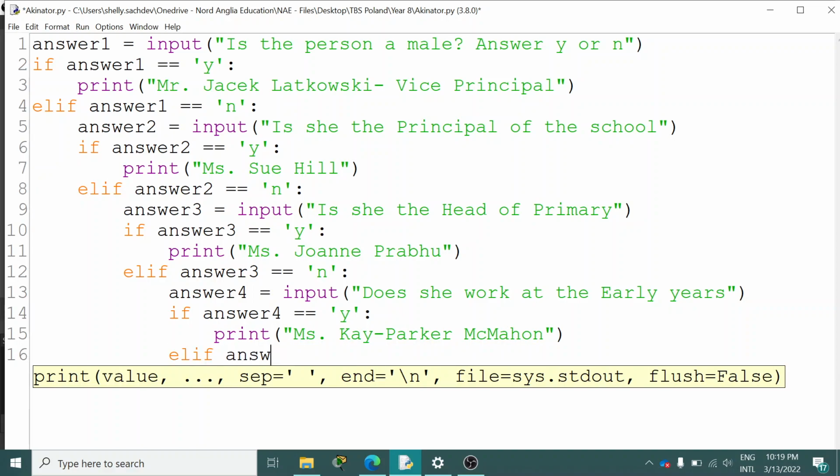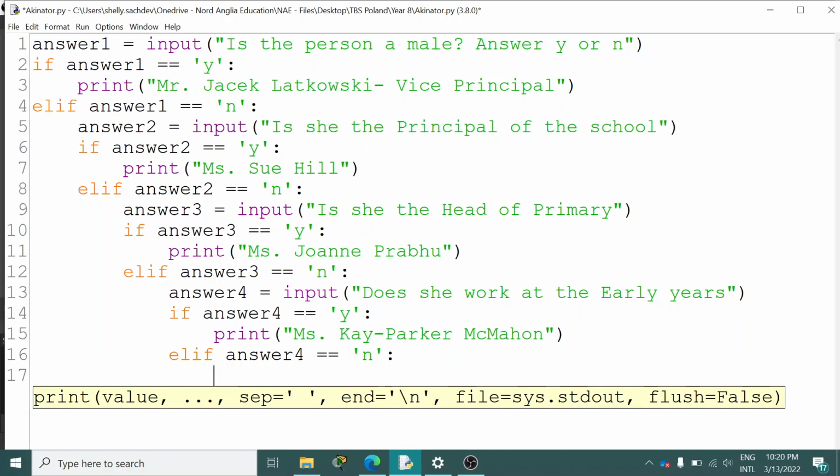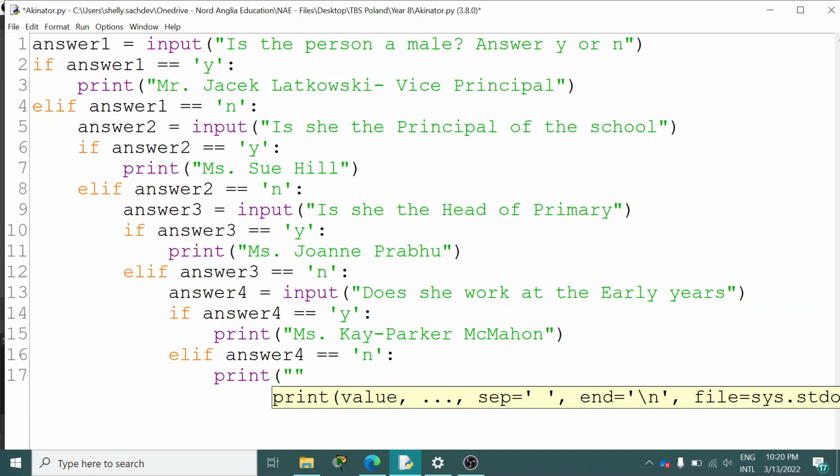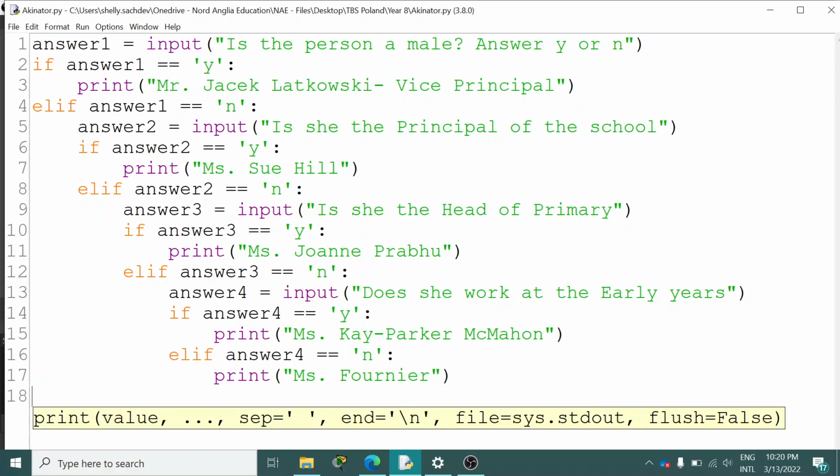Elif, else if answer 4 is equal to n, then I really don't have to ask any further questions because I have already asked questions about Miss Hill, Miss Prabhu, Miss K. Parker McMahon, and if none of these are true, then of course the program will be able to guess that I'm actually talking about Miss Fournier. Okay, like that. Now let me save this.